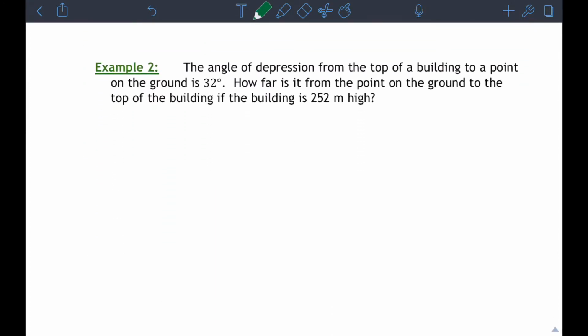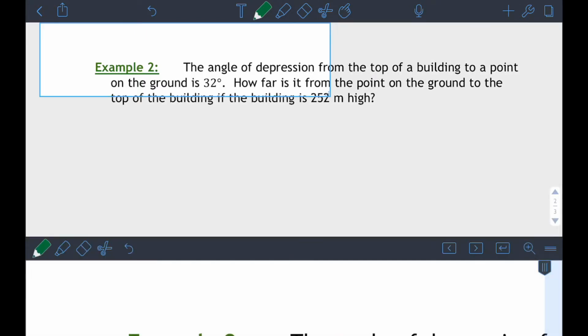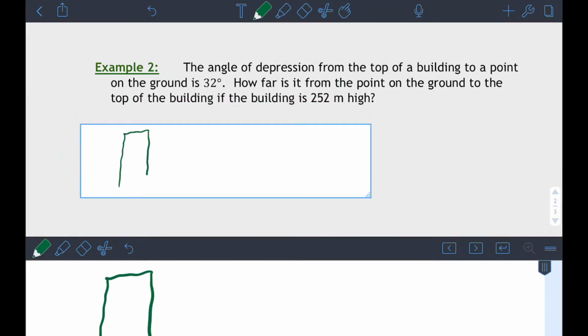Okay, so angle of depression from the top of a building to a point on the ground is 32 degrees. And we're looking for the distance from this point on the ground to the top of the building. All right, appreciate my art skills, or my lack thereof. There's my building. There's my point on the ground. Make it look slightly more like a building. All right, so we're looking for that distance from the top of the building to the point on the ground.